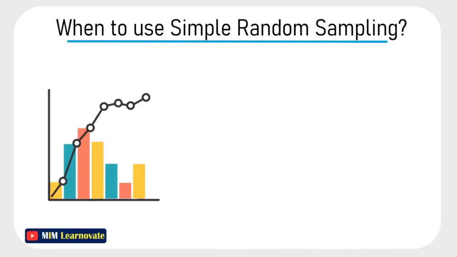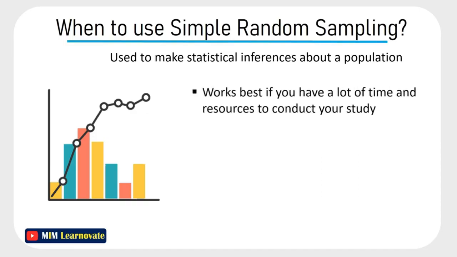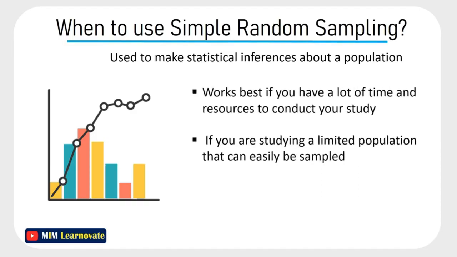When to use simple random sampling? Simple random sampling is used to make statistical inferences about a population. Simple random sampling works best if you have a lot of time and resources to conduct your study, or if you are studying a limited population that can easily be sampled.